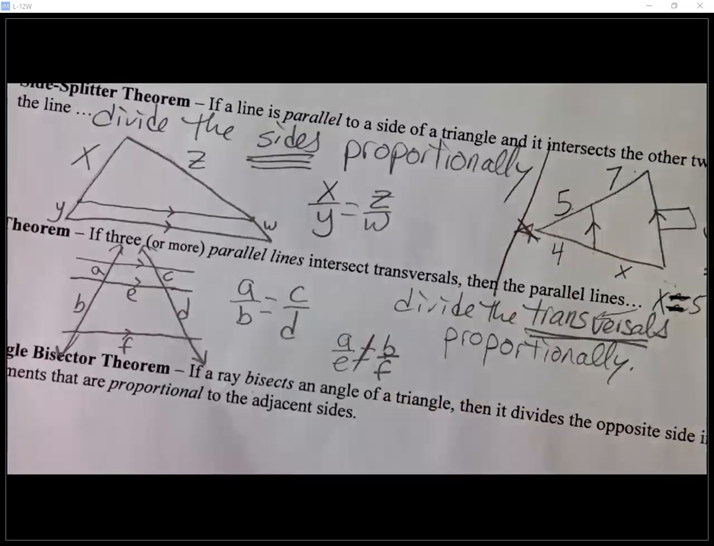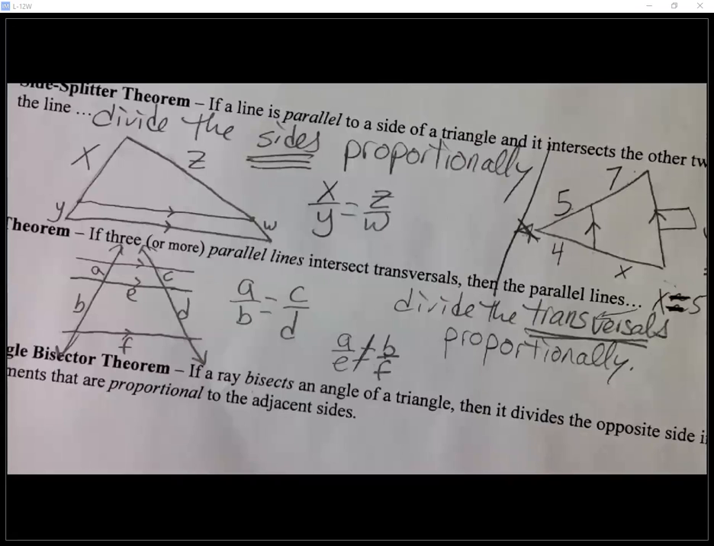Okay, and the last one, there's a sound effect that goes with this one. You ready? Let's read it and see. You should guess the sound effect. That'll be fun. Anyway, it's the angle bisector theorem. Let's see what this says.